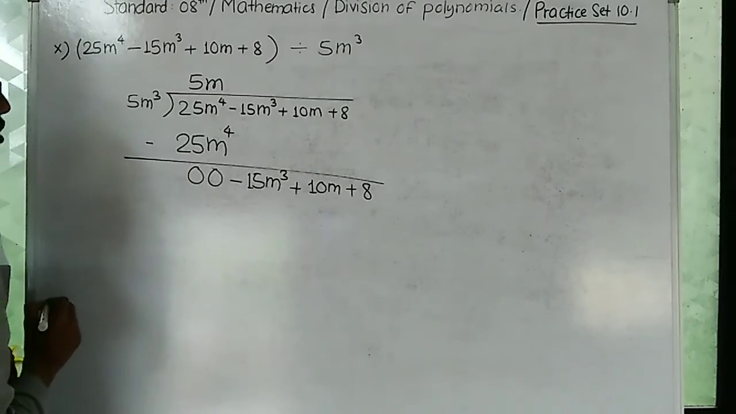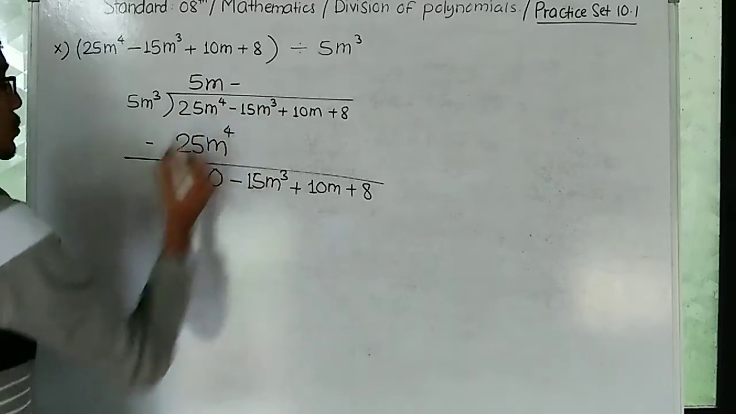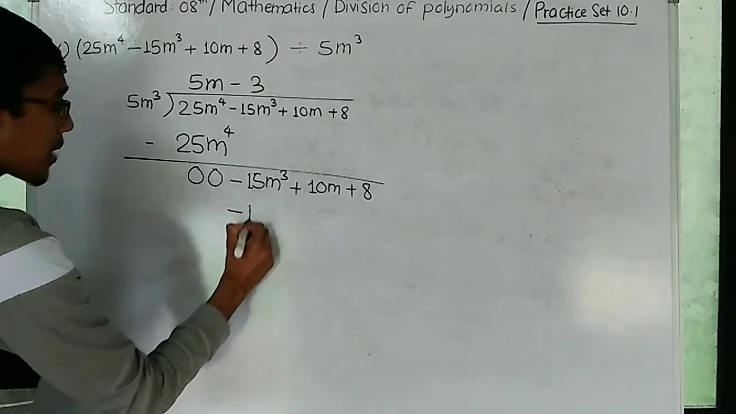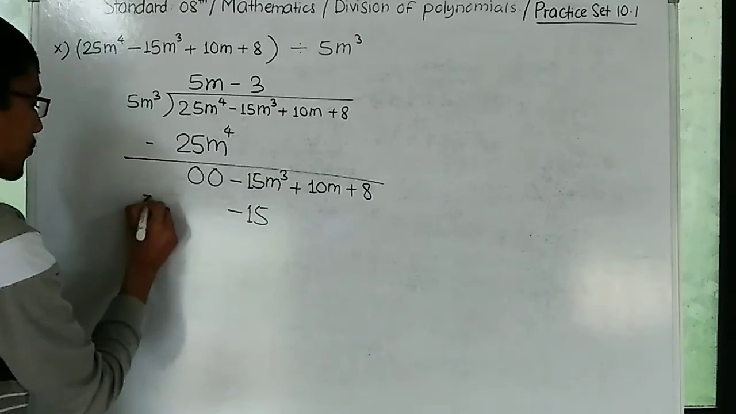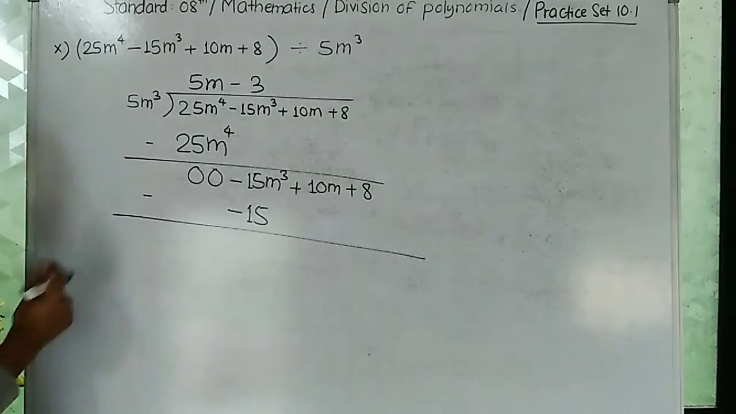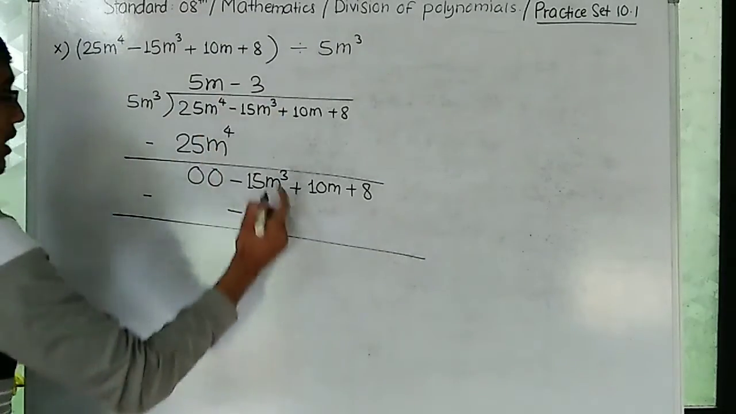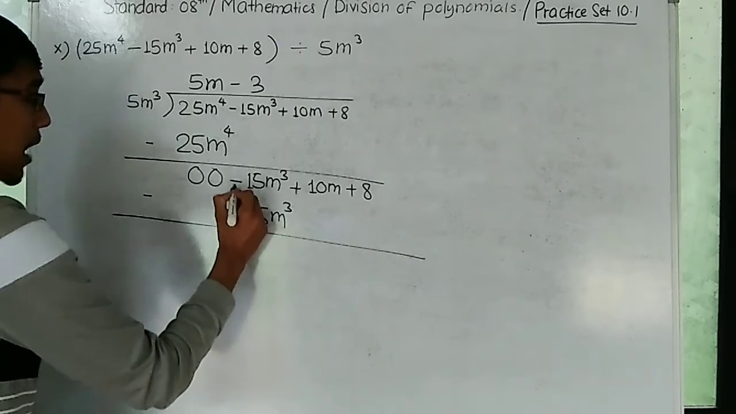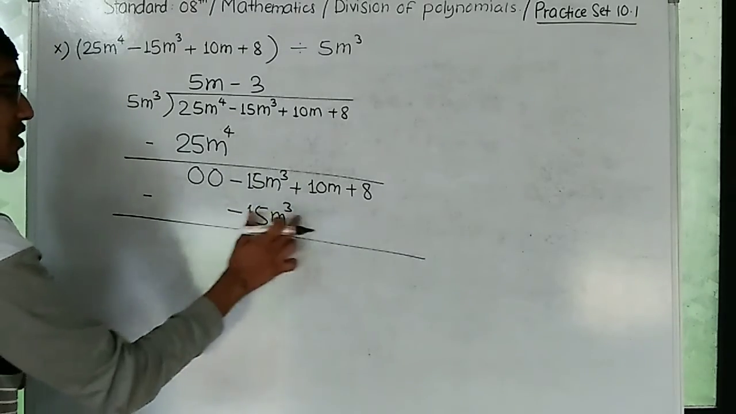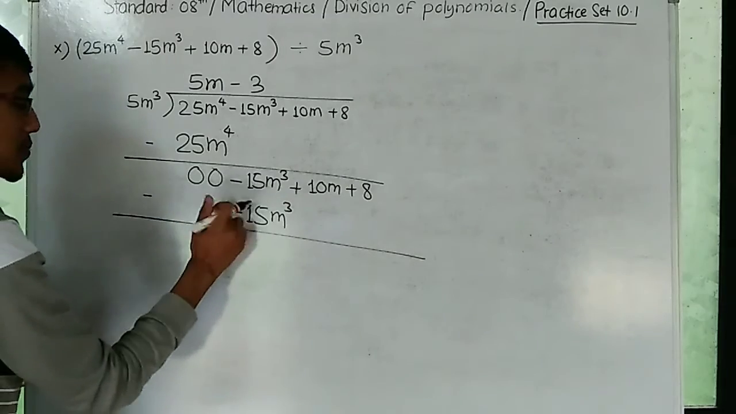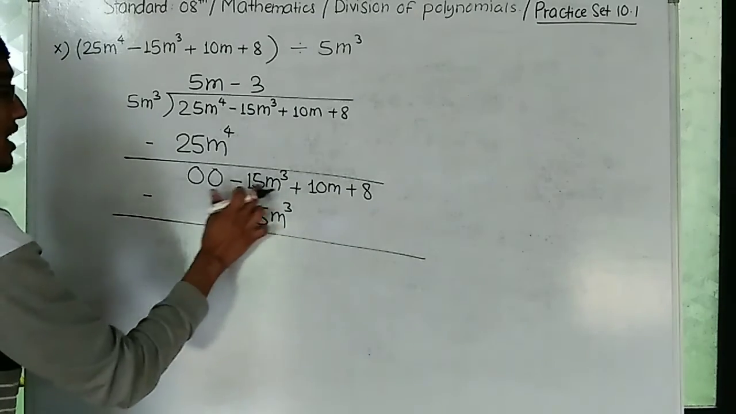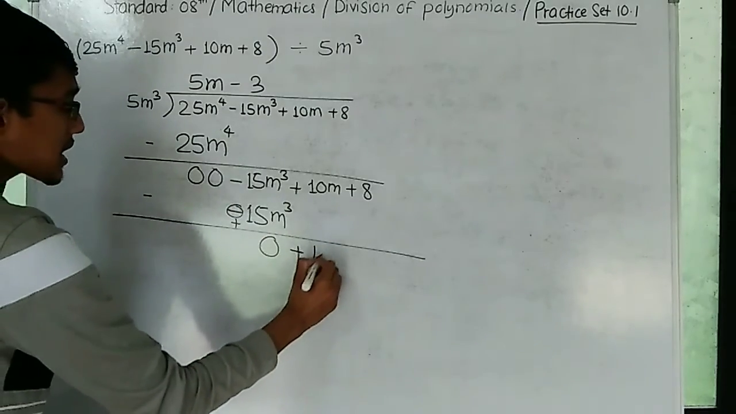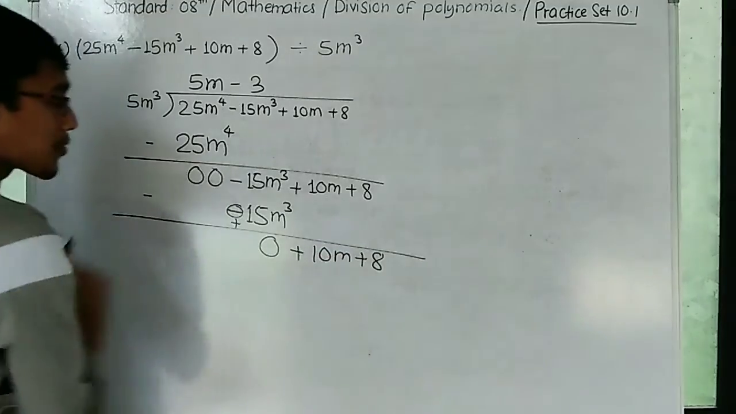Okay, now we know that 5 into minus 3 will give me minus 15. Okay, 5 into minus 3 is nothing but minus 15, and m raised to 3 into 1 is m raised to 3. Okay, so we get here minus 15m raised to 3 minus minus 15m raised to 3. So minus minus becomes plus. Okay, so minus 15m raised to 3 plus 15m raised to 3 will become 0, and plus 10m plus 8.